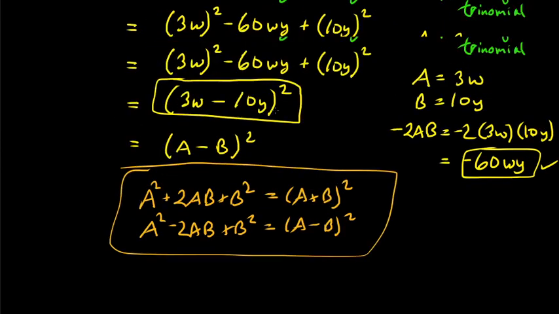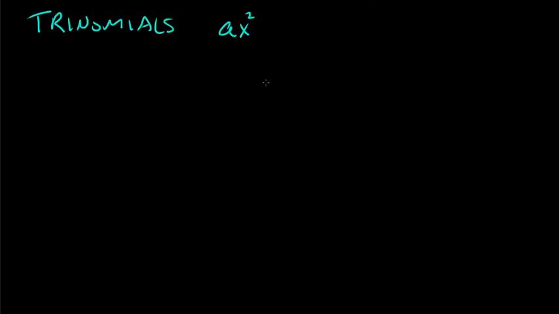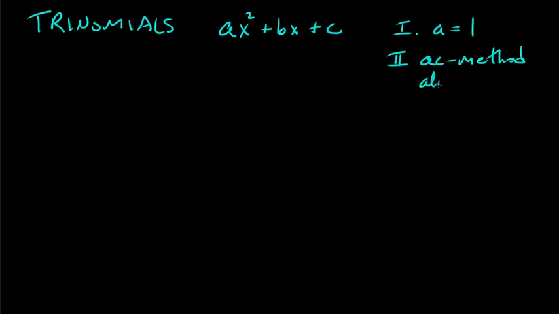And so before we go, I just want to summarize what we've been doing past couple of videos. These are trinomials. Anything of the form ax squared plus bx plus c, and it doesn't have to be an x. It could be a y or a w or a z or any letter. These are trinomials, and there's 3 ways of doing this. The first way we learned is if a is 1, and that's a shortcut that doesn't always work. The second way we learned is the AC method, which always works.